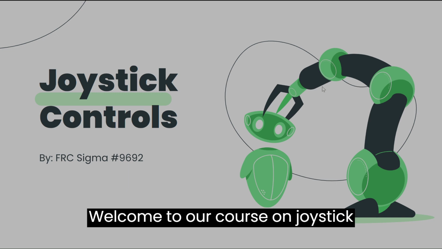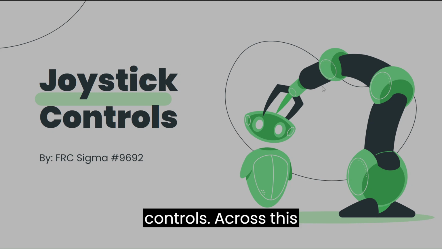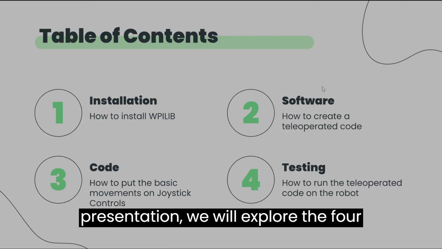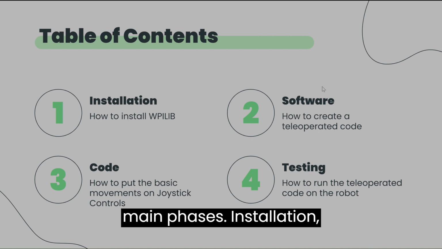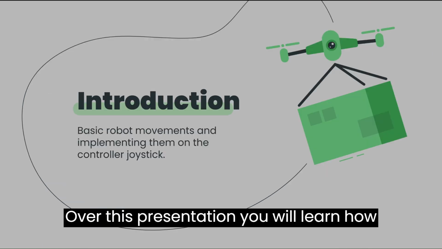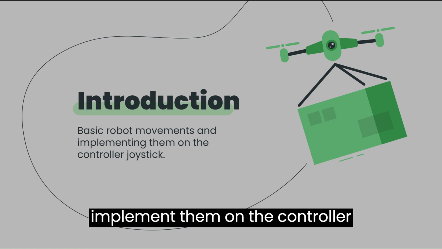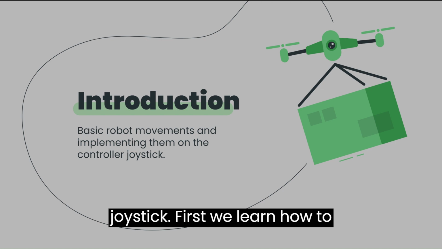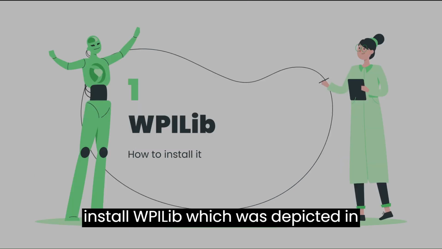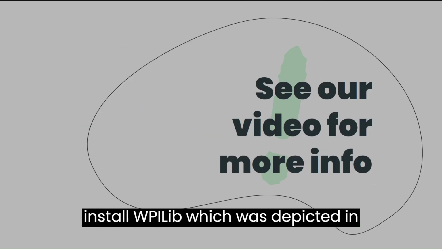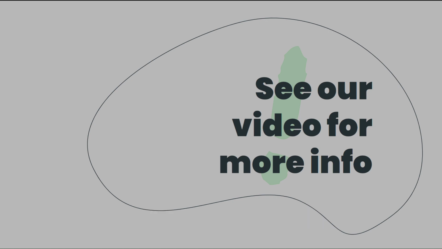Welcome to our course on joystick controls. Across this presentation, we will explore the four main phases: installation, software, code, and testing. Over this presentation, you will learn how to code basic robot movements and how to implement them on the controller joystick. First, we learn how to install WPILib, which was depicted in our installation guide video.